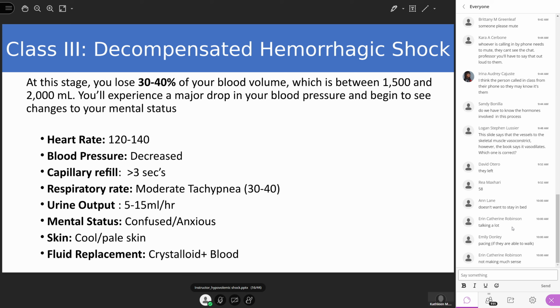The capillary refill is greater than 3 seconds because your body's not perfusing. They're obviously very tachypneic. This person is in visible distress. The urine output is basically non-existent. The patient's becoming very confused, very anxious, probably pulling at lines at this point. And again, the skin is very cool and very, very pale. At this point, especially because you know that this patient has come in because of blood loss, you're thinking of replacing that blood immediately. So you're thinking of the crystalloids, which is the normal saline and the lactated ringers. And of course, you want to replace the blood that the patient's actually losing.